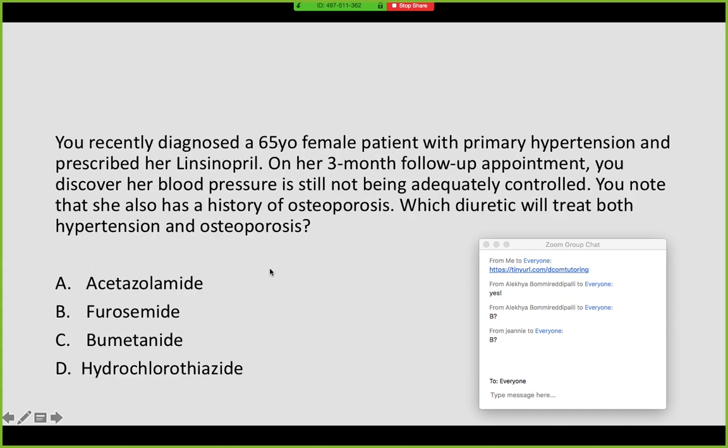Okay, so you recently diagnosed a 65-year-old female patient with primary hypertension and prescribed her lisinopril. On her 3-month follow-up appointment, you discover her blood pressure is still not being adequately controlled. You note that she also has a history of osteoporosis. Which diuretic will treat both her hypertension and osteoporosis?